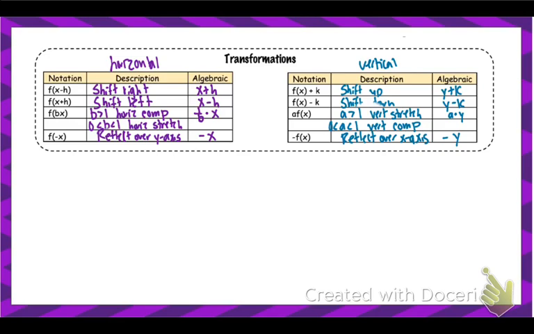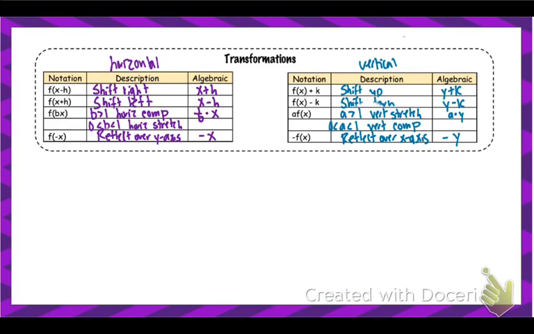Now, each of these on their own is pretty simple. Once you start combining them together, they can get a little bit tricky. What's nice, again, horizontal and vertical really are separate. Horizontal affects your x's, vertical affects your y's. So if you have one horizontal change and one vertical change, it doesn't matter what order you do them in, because one affects x and one affects y. But if you have multiple horizontal or multiple vertical transformations, you need to be careful.